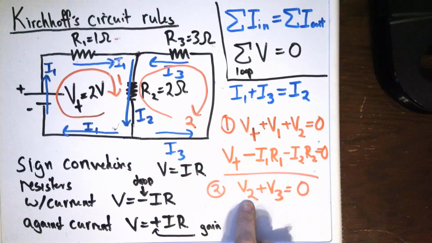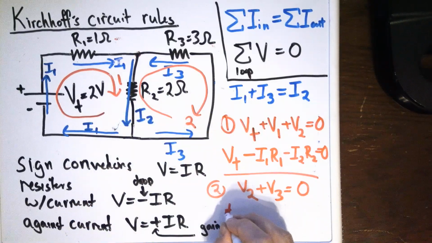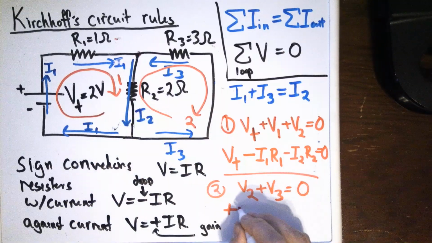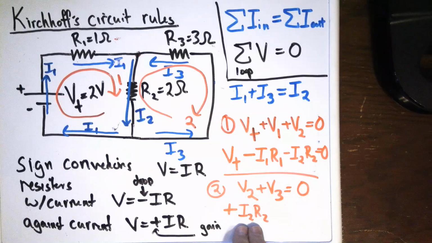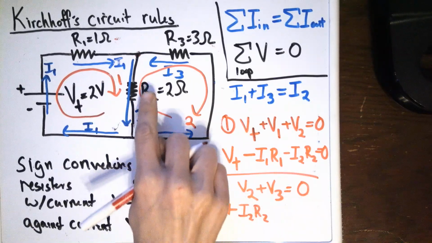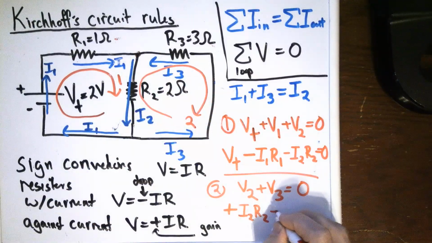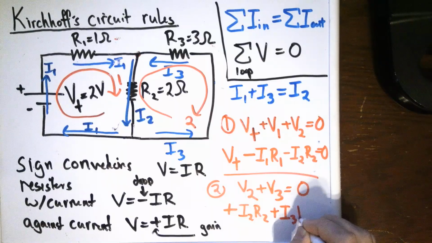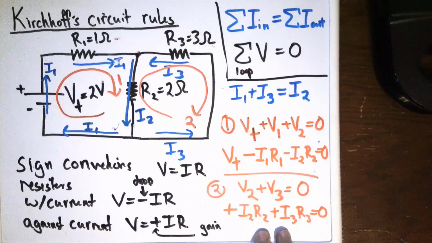Okay, so voltage drop across 2, I'm going the wrong way. So I have a voltage gain, positive here, because I'm going against the current on my loop. I2 R2 is the voltage drop across that resistor. And I'm going the wrong way against what I've guessed current 3 is going. So that's another voltage gain. I3 R3, that's my second.